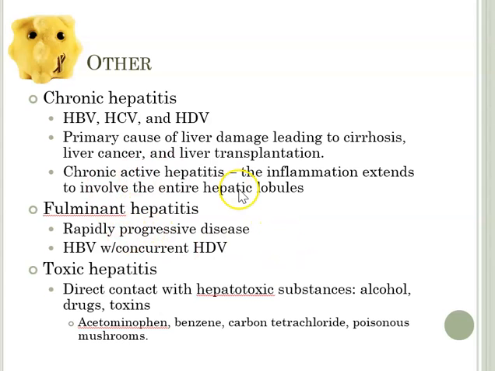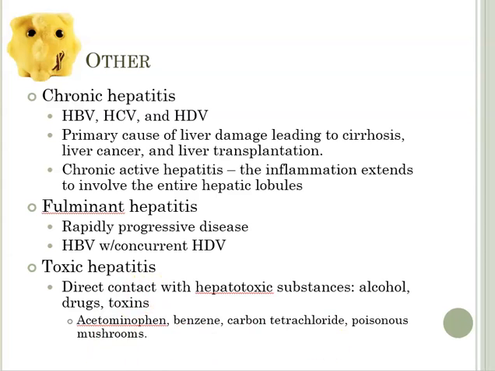So chronic active hepatitis, the inflammation extends to involve the entire hepatic lobes. And then we have rapidly progressive disease, and this is with HBV with concurrent HDV. Toxic hepatitis, that's direct contact with hepatotoxic substances like alcohol, drugs, and toxins. Because remember how much gets filtered through your liver. Think about first pass effect. The items we put in our body, if they go through the liver and they're strong, can have a potential for causing damage.